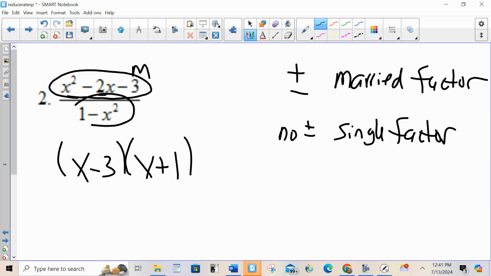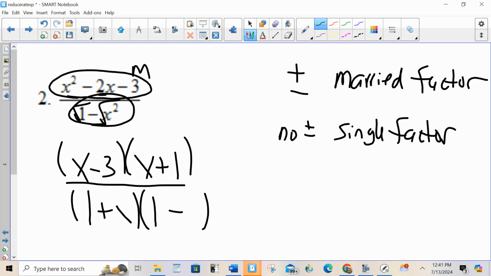On bottom, is there a GCF? No. Two terms. Dots or cubes? It's dots. They're both perfect squares. So two sets of parentheses. Plus and minus. Square root of each. Square root of 1 is 1. Square root of x squared is x. It's two separate factoring problems.